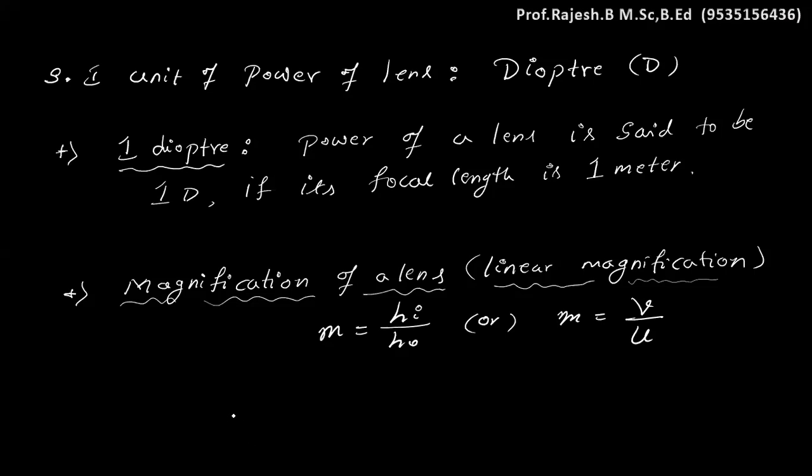Okay, it is a ratio of height of the image to the height of the object, or it is a ratio between image distance to the object distance. Got it? This is the meaning of magnification.